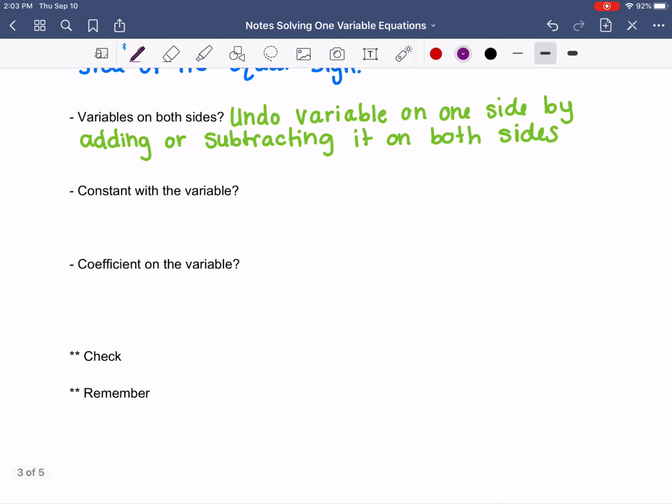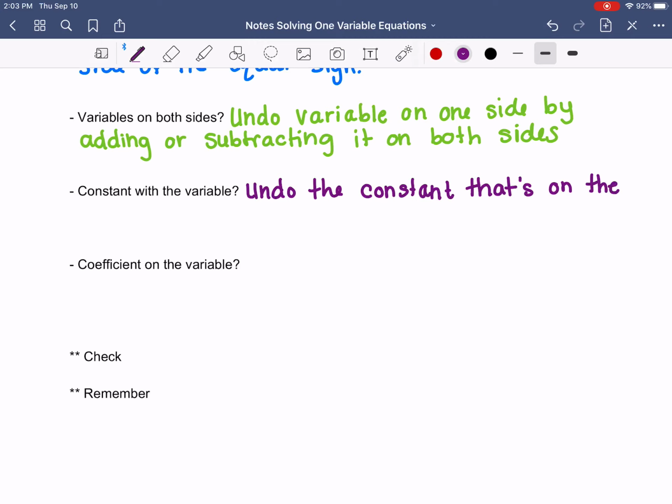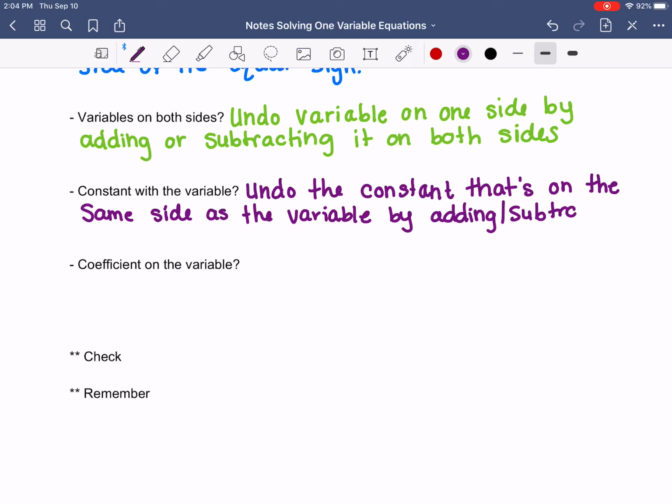All right, then you look at, do you have a constant with your variable? Remember, a constant is just a number without a variable. So then you're going to go ahead and undo the constant that's on the same side as the variable by adding or subtracting. Remember, whatever you do to one side, you have to do to both, or else it won't be equal anymore.